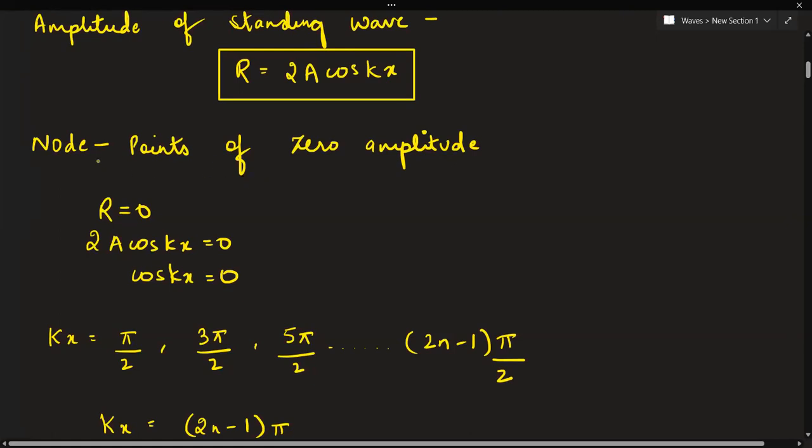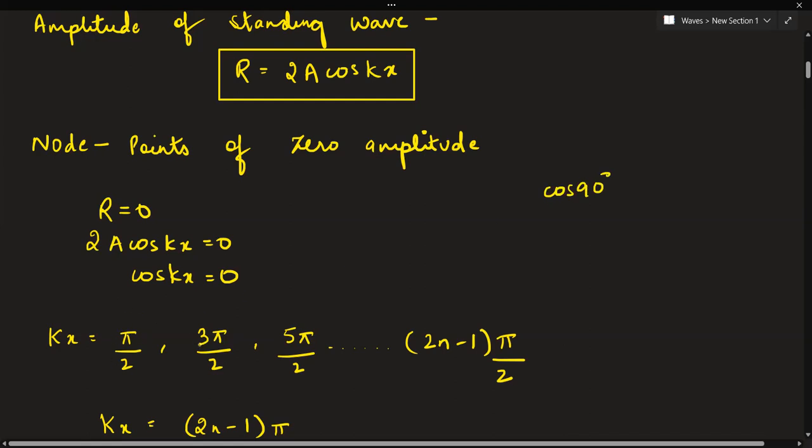Now see, as I've told you, nodes are points of zero amplitude. So it means when we have to calculate nodes, we have to substitute amplitude equals to 0 because nodes are points where the amplitude is minimum, 0. So see, if I substitute amplitude equals to 0, this whole term 2a cos kx becomes 0. So cos kx also becomes 0. It means kx is equal to, when do we have cos theta is 0? When we have it as 90 degree, cos 90 degree. So it will start from pi by 2.